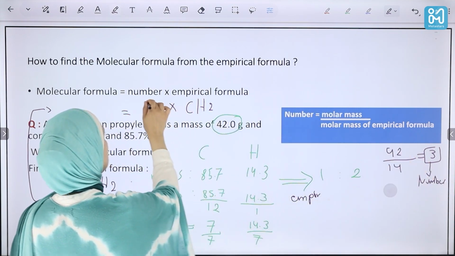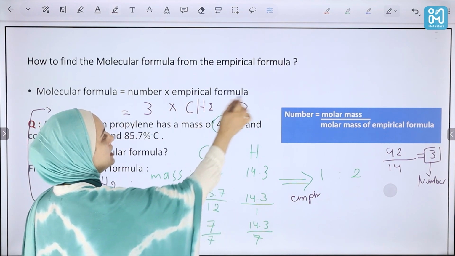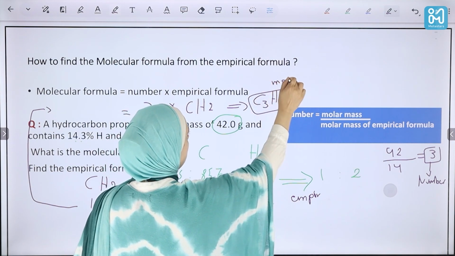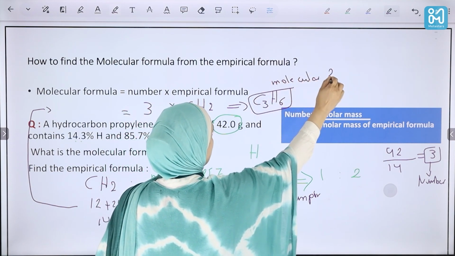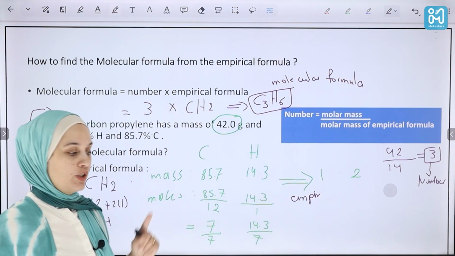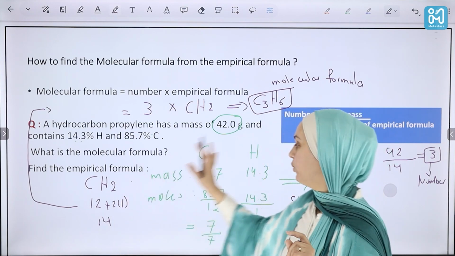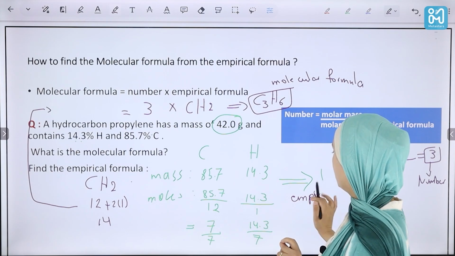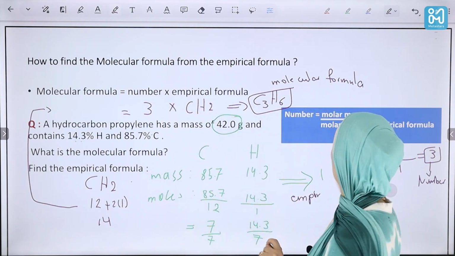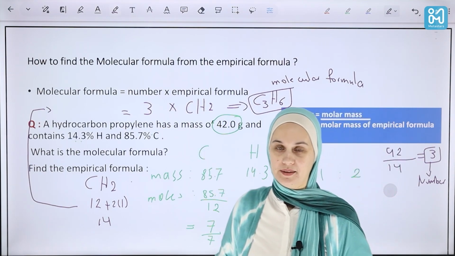What I have to do now is multiply by 3. So if I multiply the empirical formula by 3, it's going to be C3H6. This is the molecular formula. Let's organize what we did. Empirical formula first, we follow the steps, and the ratio was 1 to 2, so CH2. Then we multiply by the number we calculated, 3 times CH2, and this is the molecular formula.